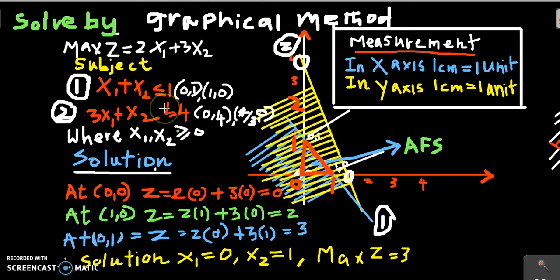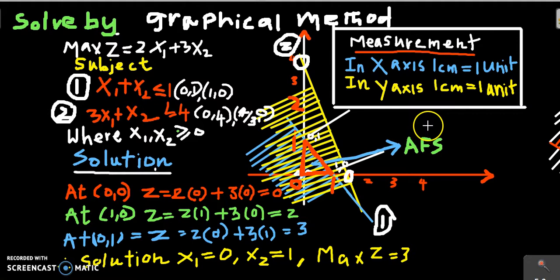Now less than or equal to comes. I told you that towards the origin we have to give the shading for less than or equal to. Suppose it is greater than or equal to, then we have to shade the area above, against the origin. Here it is less than or equal to in the second constraint, so I have given the yellow color shading.